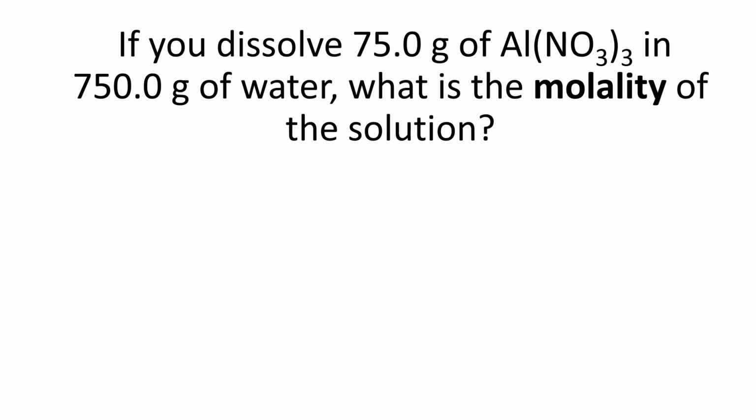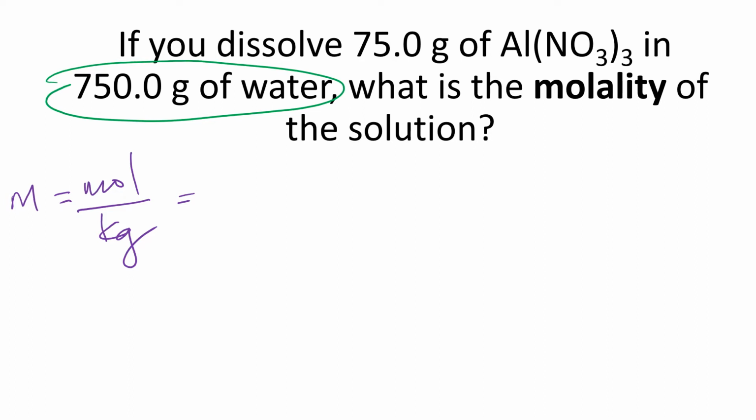If you dissolve 75 grams of aluminum nitrate in 750 grams of water, what is the molality? So again, still trying to find molality, but we've got to do more converting. So let's do, this is my solvent. So it's in grams, so I've got to convert it to kilograms. So 1, 2, 3 to the left, King Henry. So my solvent is going to be 0.7500 kilograms.